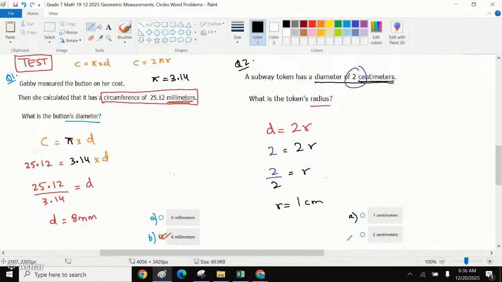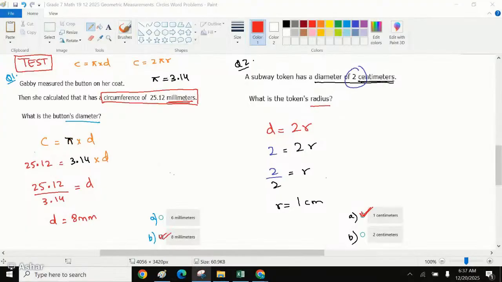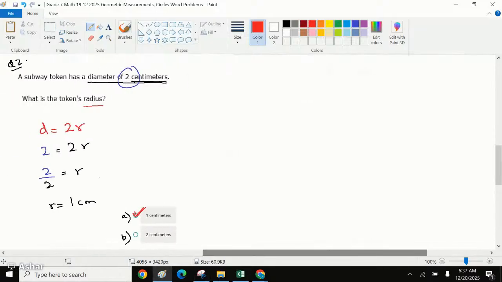So which option is the correct answer? Radius is 1, so we look at the options. That means option A is the correct answer. So we click on your screen, option A, and we find the correct answer. Let's move to the next question. And the next question says, okay, let me just copy so that we can solve it. Okay, great. We're done with question 2.